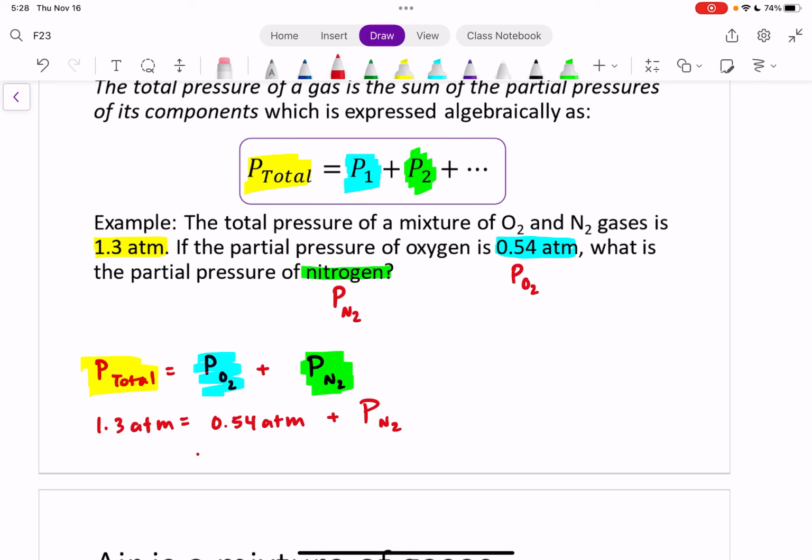So we can subtract 0.54 atmospheres from both sides because we're adding it on the right, so we have to do the opposite, subtract. Okay, and then we can get that the partial pressure due to nitrogen gas is 1.3 minus 0.54, which is going to be 0.76 atmospheres.